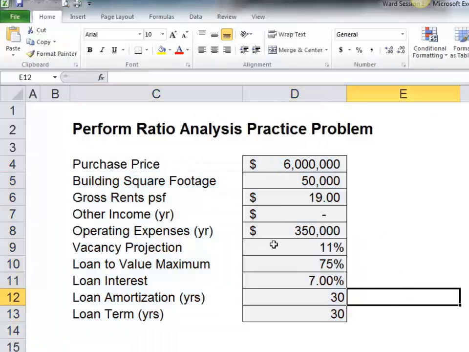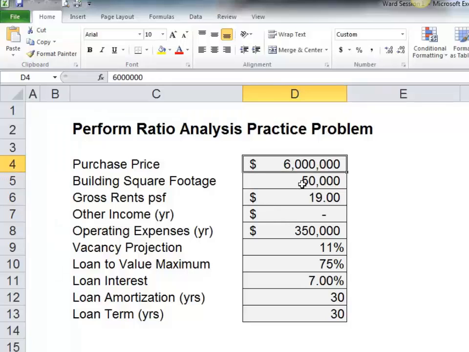And so I'll usually highlight those and shade them in gray or yellow or something so that I know, okay, those are data cells. And those cells, I just type a value in. I have a $6 million building that we're looking at. Let's say this is a flyer that just came across our desk.